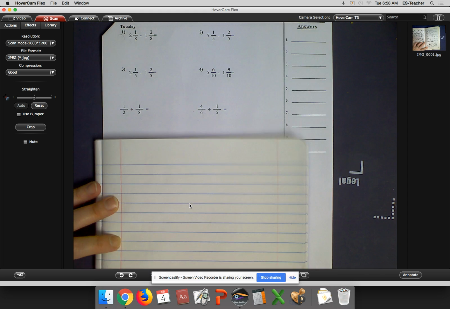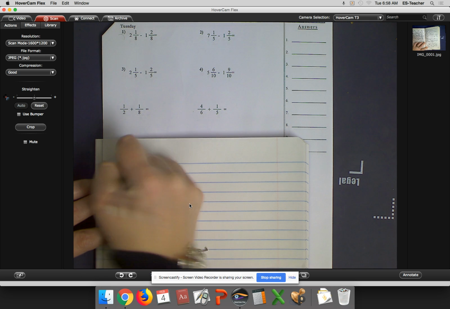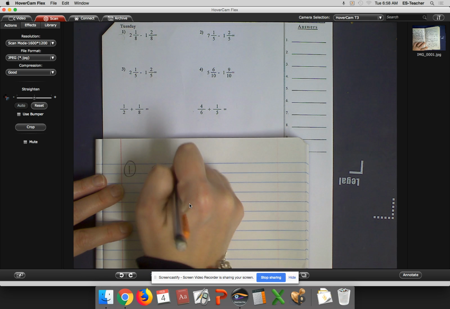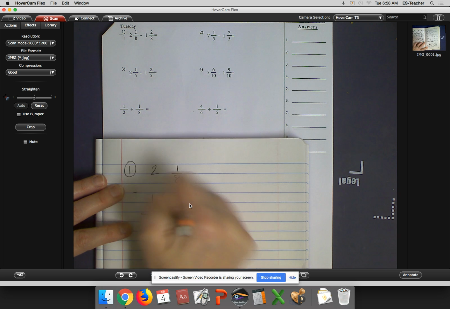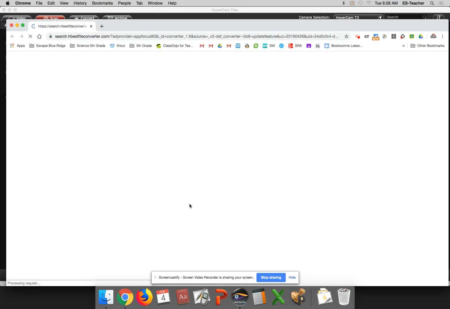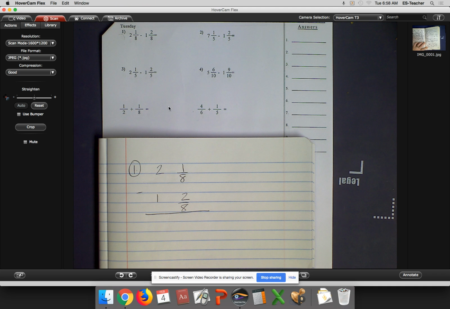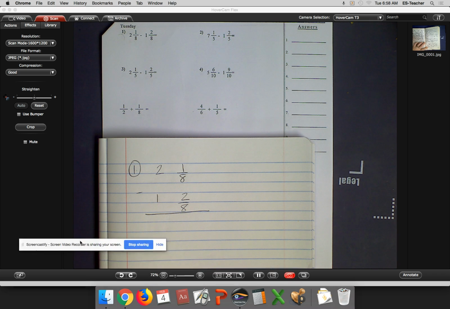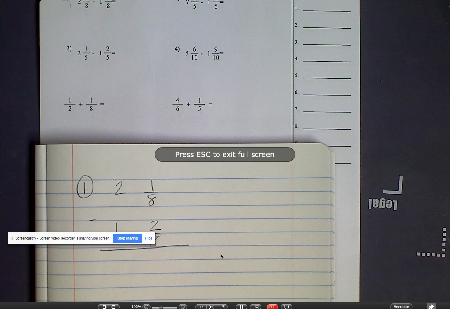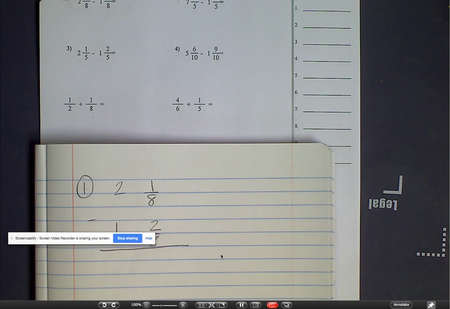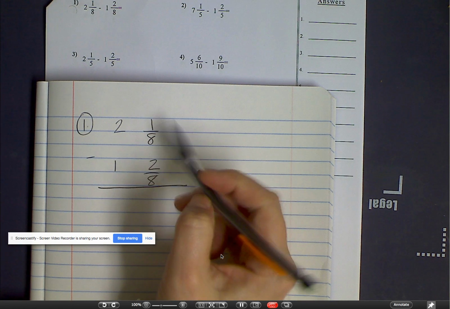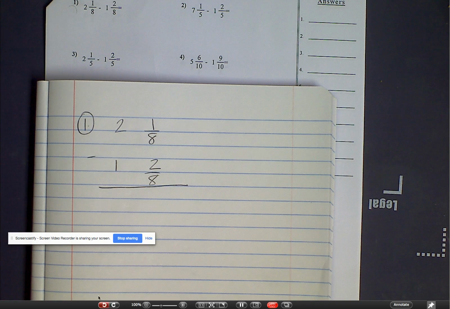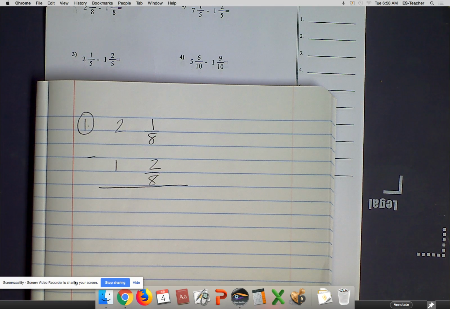So I'm going to do the odd problems with you. Let's start with number 1. You have 2 and 1/8 minus 1 and 2/8. First thing you're going to do is look for the common denominator. Do you have a common denominator already? Yes, 8 is already a common denominator. So that means you can go ahead with your operation, which is subtraction.